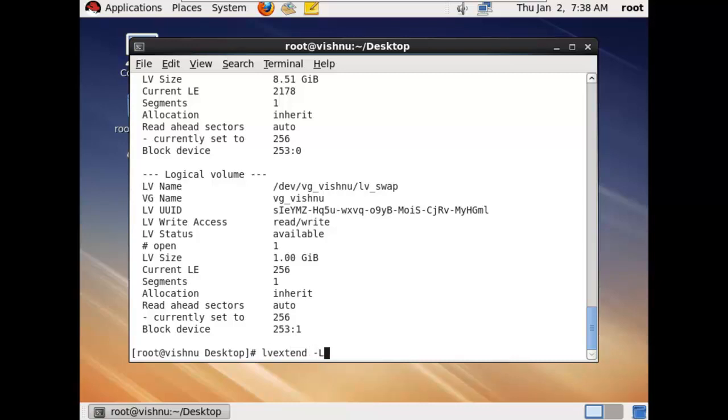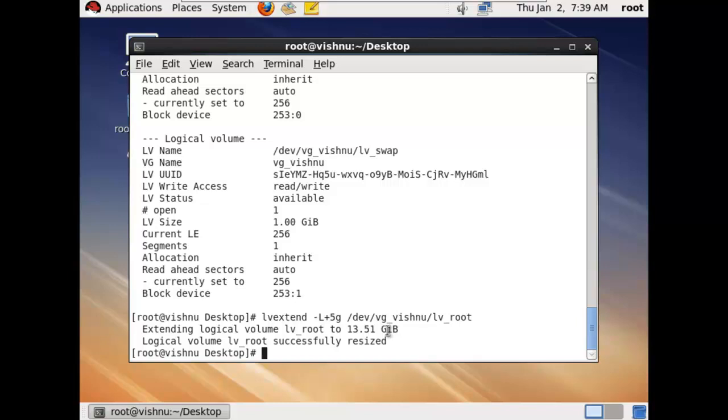-L +5G. So for this you will use 5G and the name of the root volume, which is VG_Vishnu/LV_root. And guys, here we are extending the root volume with 5 GB, as you have written here 5G. G means GB. And guys, press enter.